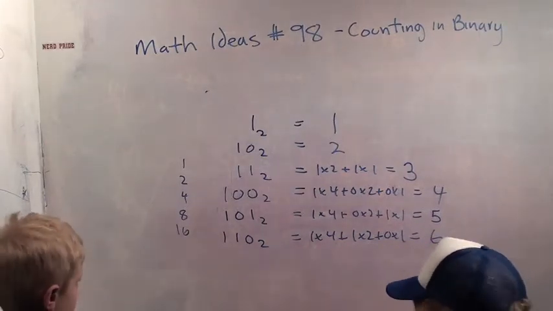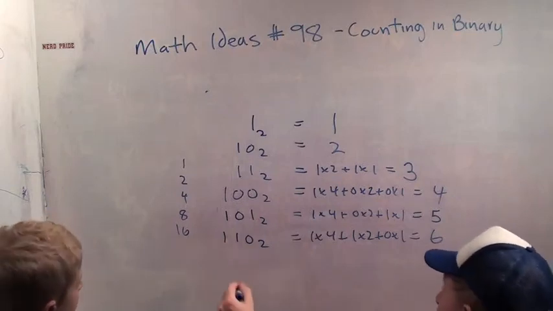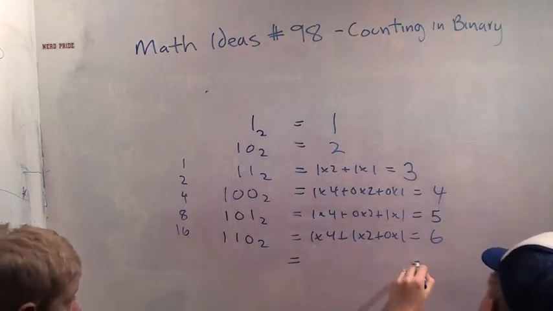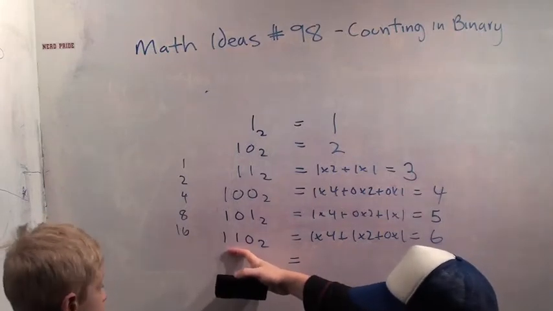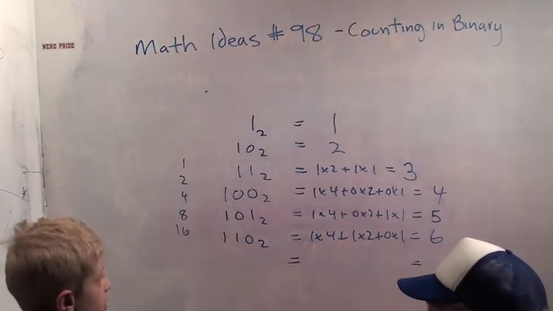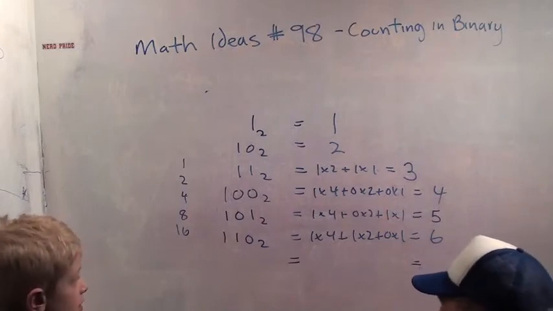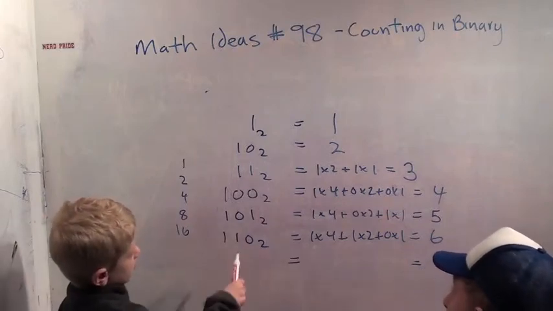What do you think comes next? How do you think I make a 7? This crazy number equals 6. What do I have to add to 6 to get 7? 1. So where do I put a 1? Right there. Right, good job.